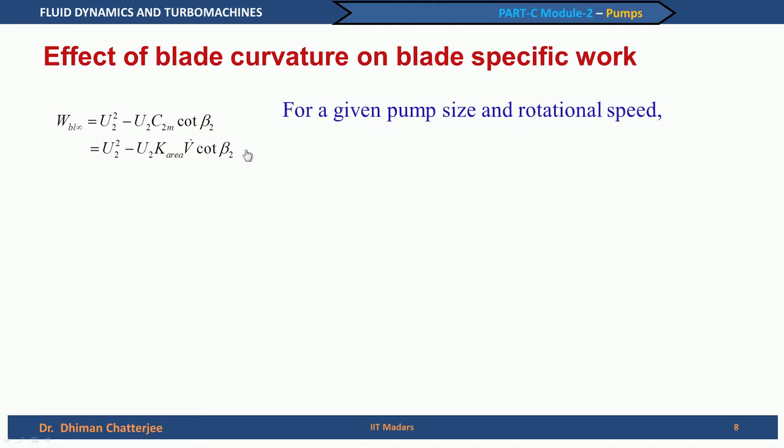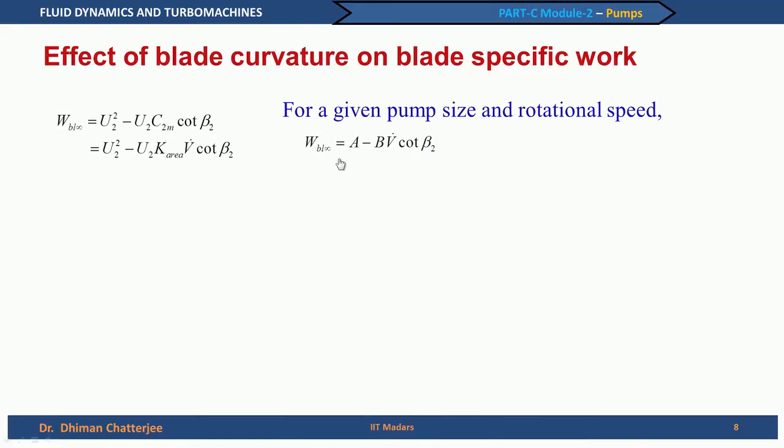And hence, if I say I have a pump of a given size, which means my k area gets fixed, and if I also say that the pump runs at a constant rotational speed, then I should be able to write WBL infinity as A minus B V dot cot beta 2. Note here, A is a function of the size as well as the rotational speed, B is the function of the size and the rotational speed. Size comes in two ways, through U 2 as well as from k area, and hence we get WBL infinity equal to A minus B V dot cot beta 2.